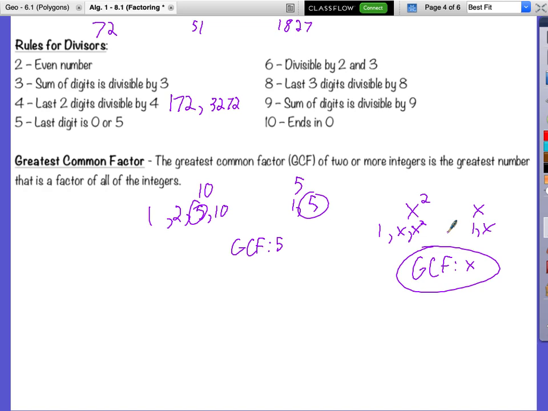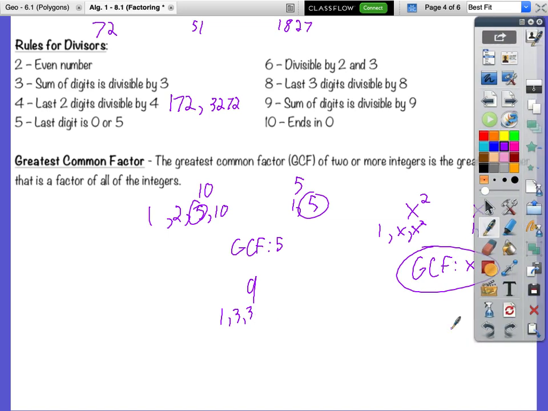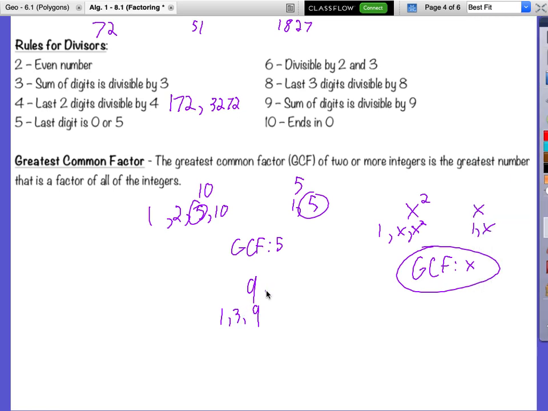Just like if I were to list the factors of 9, I wouldn't write 1, 3, 3, 9. No, I just write 1, 3, 9, because 3 times 3 is 9. If you're listing factors and you want to do it that way, I would suggest writing 1 times 9, 3 times 3. But when we list them like this, we don't want to double. We want to list them once.